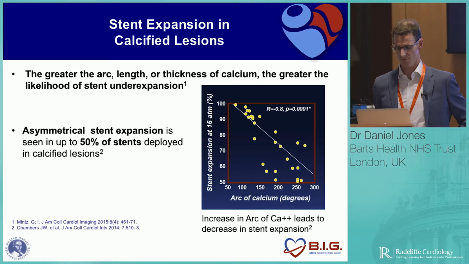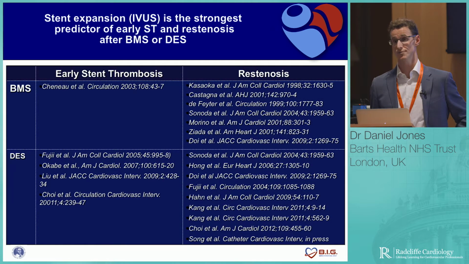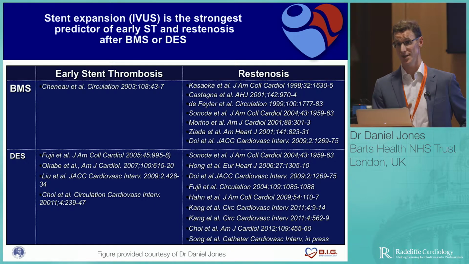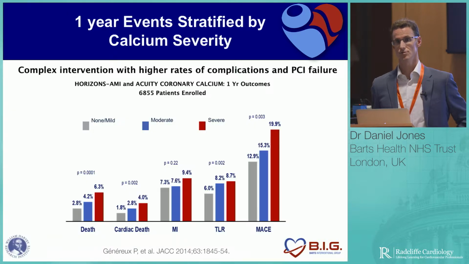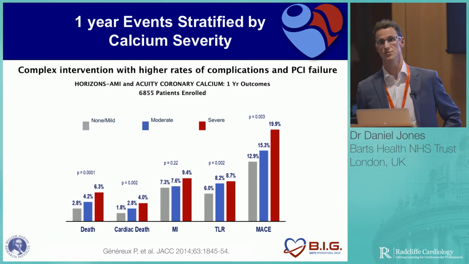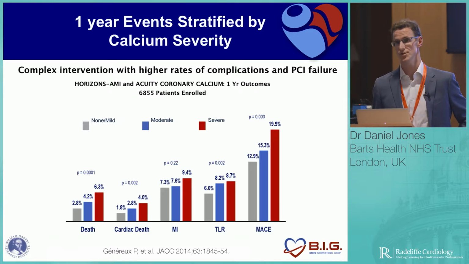And we know from the literature, a large body of literature, most of these papers not being in the last 5 to 10 years, that stent expansion on intravascular imaging is the strongest predictor of early stent thrombosis and restenosis with bare metal and drug-eluting stents. So stent expansion is important. It's important to expand, it's important to prevent adverse outcomes. And this is associated with adverse outcomes in a series of papers.